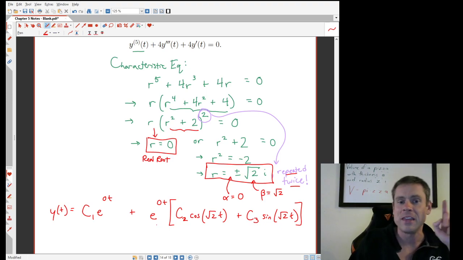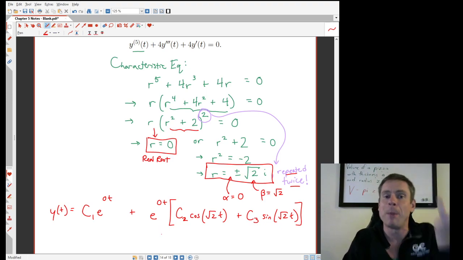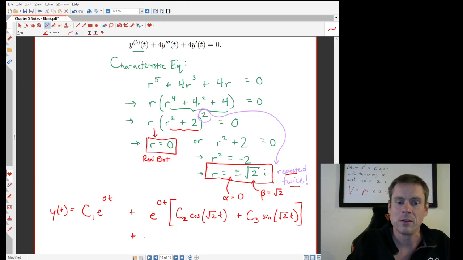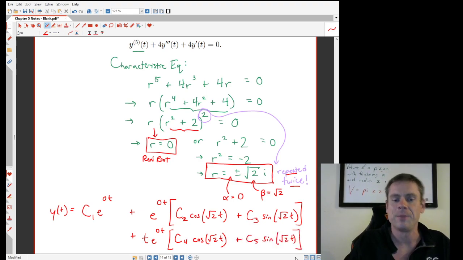So now remember that in that form, what happens is that I have to have the same thing but bumped up by a power of t. So it's going to be t times the same thing. And then with new constants, c4 cos of root 2 t plus c5 sine of root 2 t.